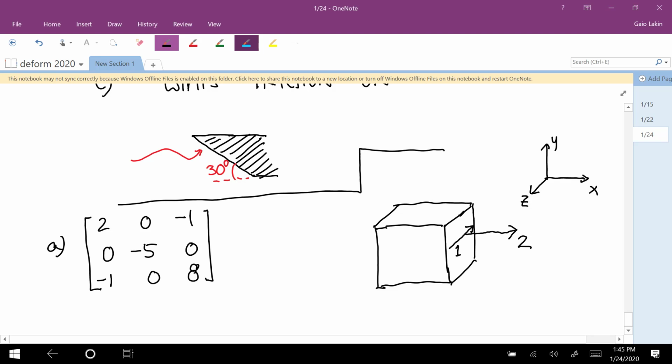So now the y face, we have nothing in the x direction. In the y direction, we have 5 negative. So this way. And then nothing in the z direction. And then on the z face, we have something in the negative x. The magnitude of 1. Nothing in the y direction. And then 8 in the positive z direction. So that's the stress cube.